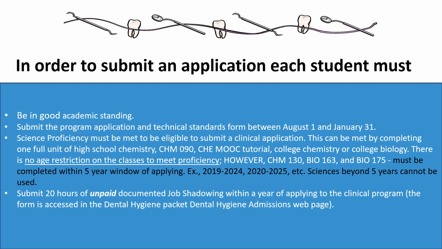However, Chemistry 130, Biology 163, and Biology 175 must be completed within 5 years of the window of applying to the program. An example of that would be 2021 to 2026 for fall of 26. Sciences beyond 5 years cannot be used in the point process. Submit 20 hours of unpaid documented shadowing within a year of applying to the clinical program. The form is accessed in the dental hygiene packet or the dental hygiene admissions webpage.